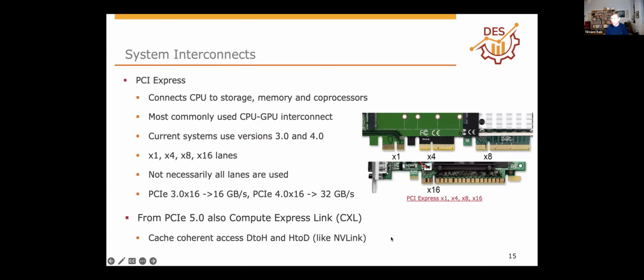So this is the traditional way we would be connected. And here we can see this is really a limitation, right? If we have fast memory and high bandwidth on the GPU, and we need to move data back and forth, this will be a problem.